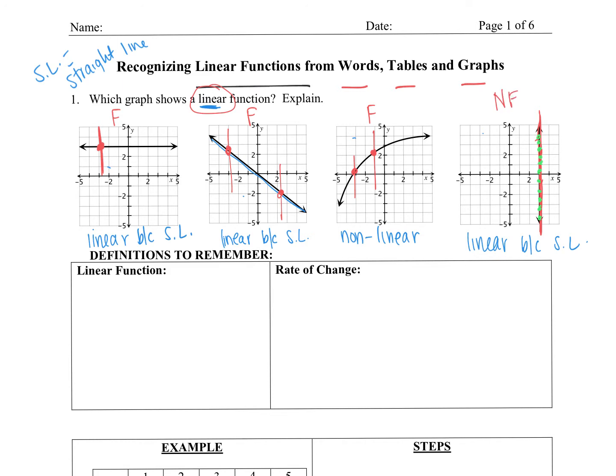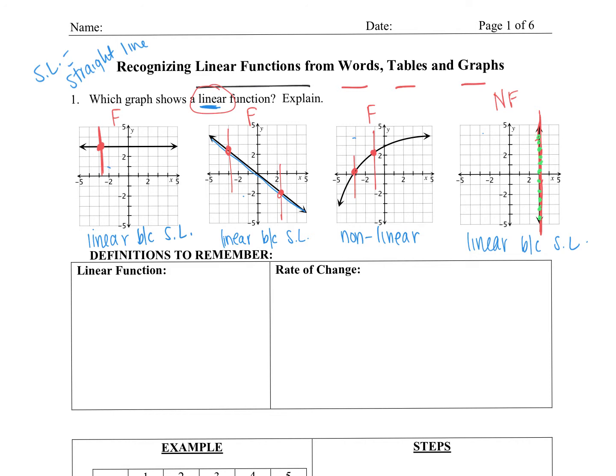Okay, so we need to be able to recognize what is linear and what is not by looking at graphs. And when we look at these graphs, you have to be able to tell me, 1, is it linear? And 2, is it a function or not a function? Okay, so that should be review and pretty simple for you. Now, these two definitions are the most important part of today's lesson, okay? We have to be able to remember these two things.